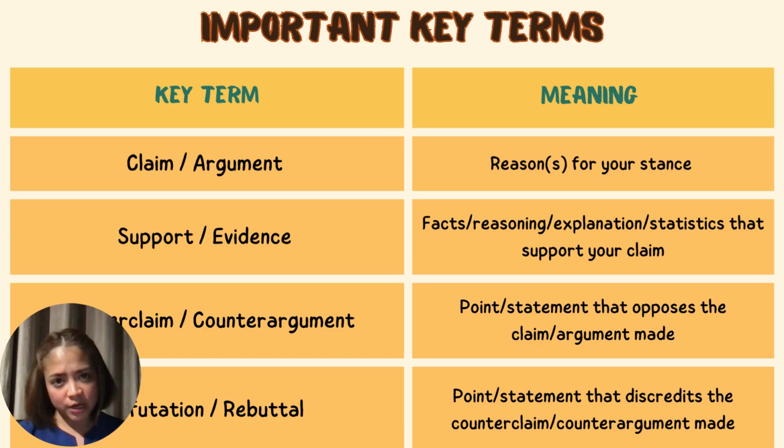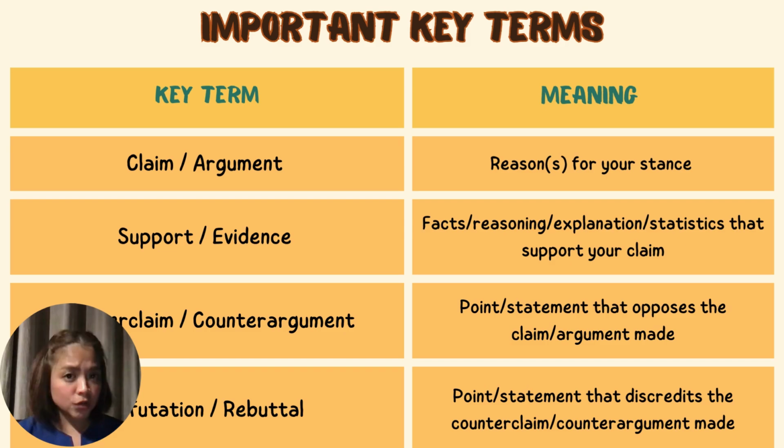So let's take a look at the screen and at the list of key terms that I have provided for you. The first one we have is claim or argument. In an argumentative essay, claims or arguments refer to your reasons for believing in something. In other words, they are the reasons for your stance. Next, we have support or evidence. Just like expository essays, support or evidence in an argumentative essay refers to facts, reasoning, explanation, statistics, or data that support your argument. They support your claim.